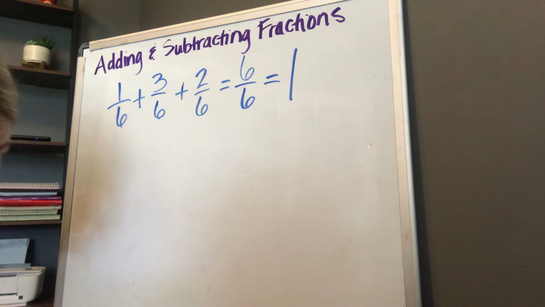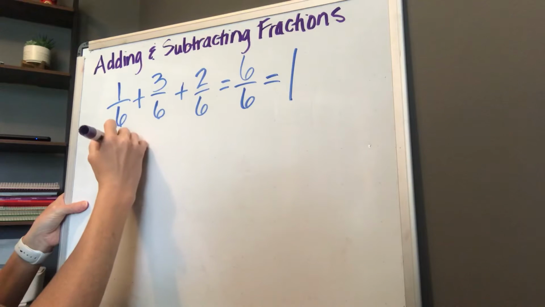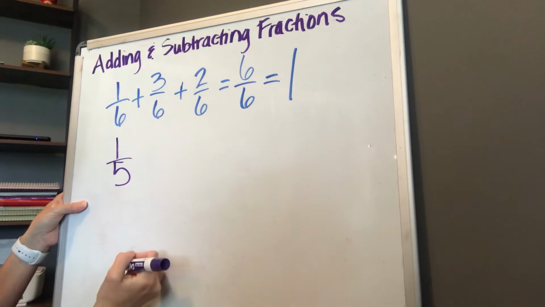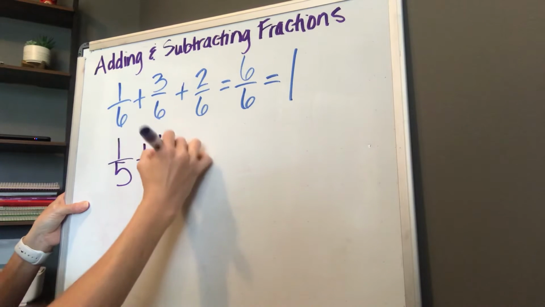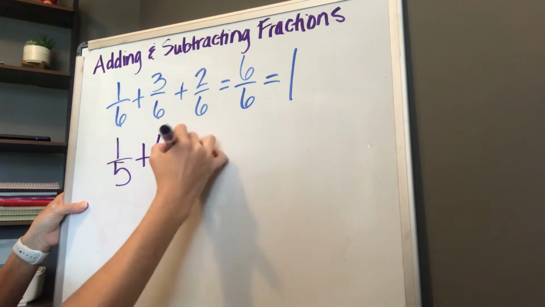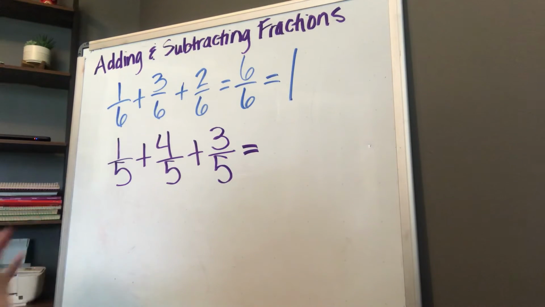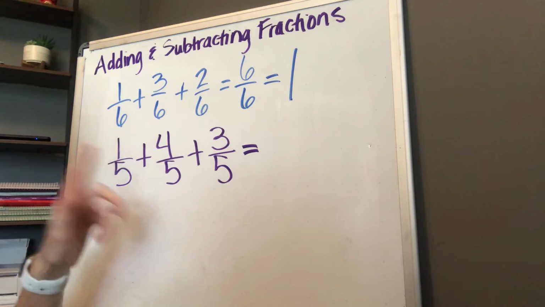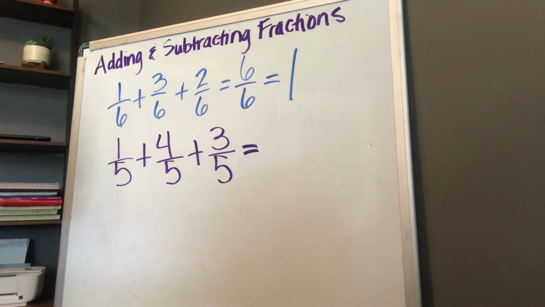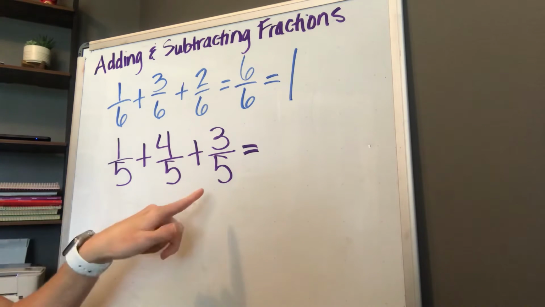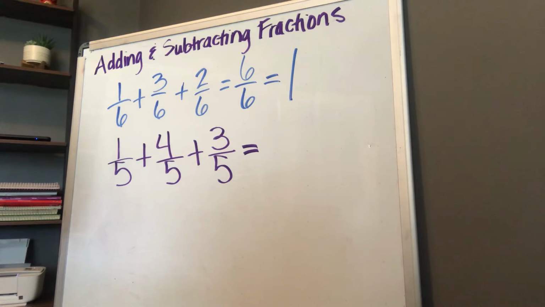So on your paper, you need to write this addition number sentence and then solve it, and then we'll check it together. First, let's start by writing 1/5 plus 4/5 plus 3/5 equals, you're going to solve this one on your own. So pause the video, solve this problem, and remember, if your answer comes out as an improper fraction, you need to change it to a mixed number. Once you have your answer for this addition number sentence, turn the video back on and we'll check your work.